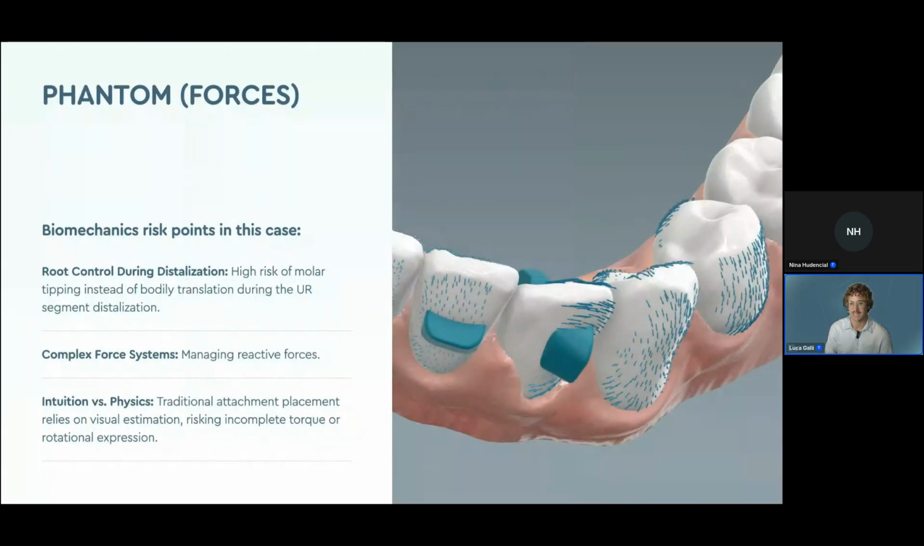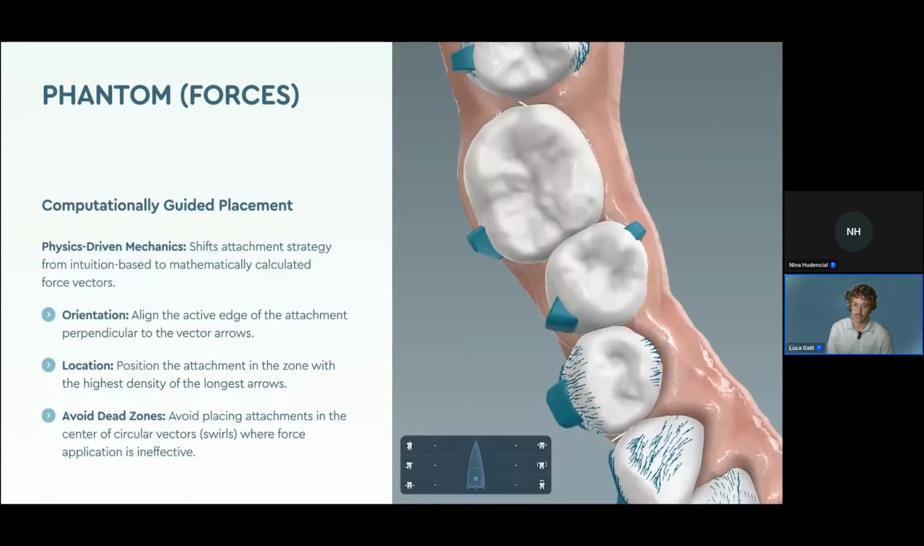So instead of placing attachments purely by intuition, the goal is to understand what the aligner is actually trying to do at each stage, and then design the attachment to support the movement we want, and avoid side effects that we don't want, of course. And here's where the phantom feature becomes really, really important. The key shift is moving from intuition to a physics-driven visualization of what the aligner is actually delivering.